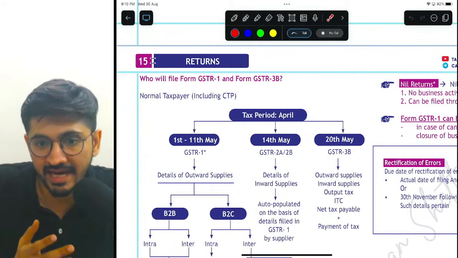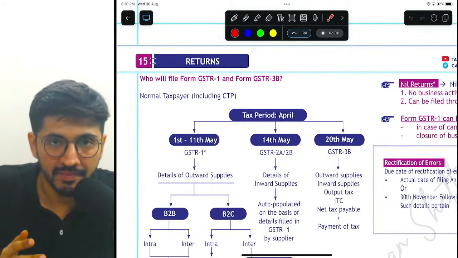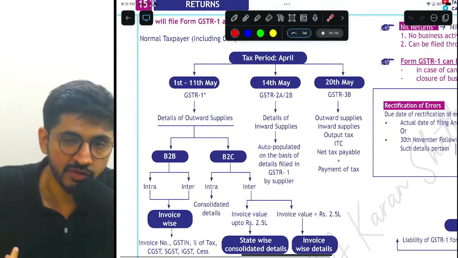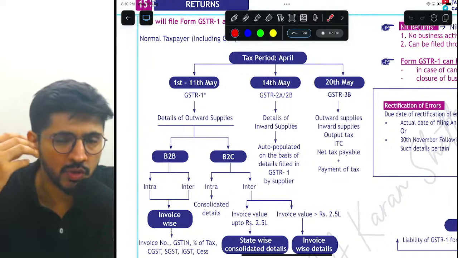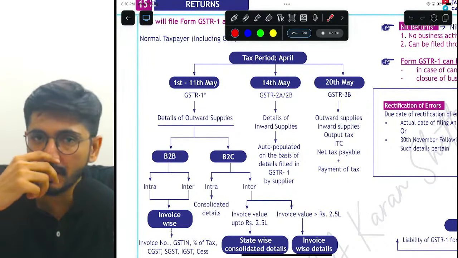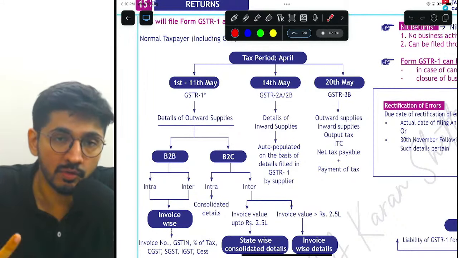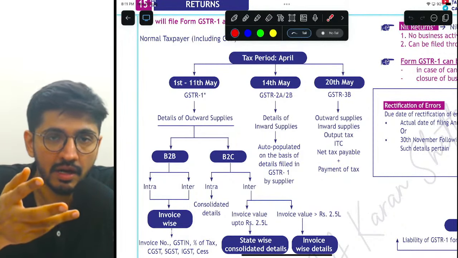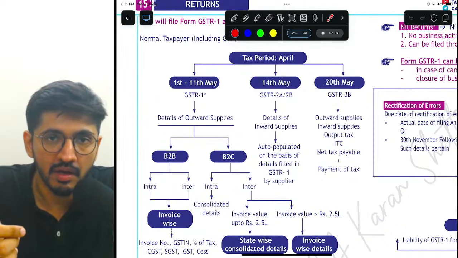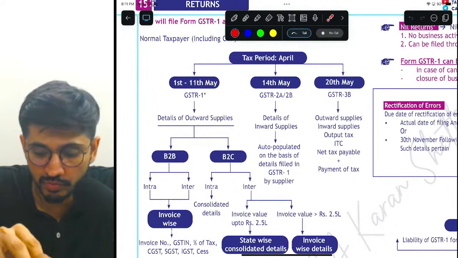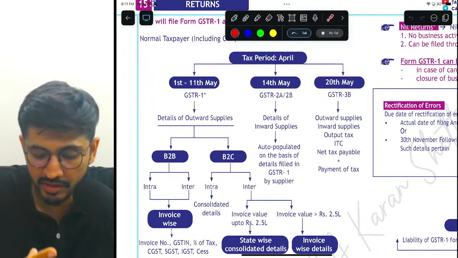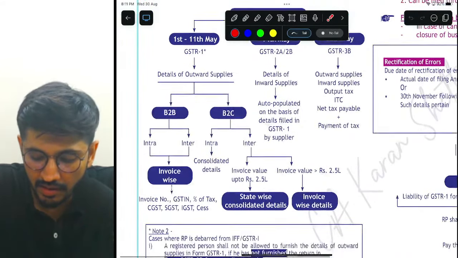For example, if the tax period, my dear friends, happens to be April, understand that from 1st to 11th May, that is of the next month, you will file GSTR1, the details of outward supplies, and those outward supplies can be taxable, exempt, non taxable. In fact, it also includes transactions where you are paying tax as per RCM.